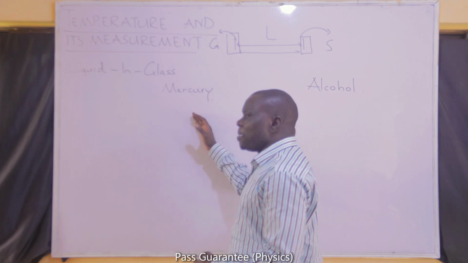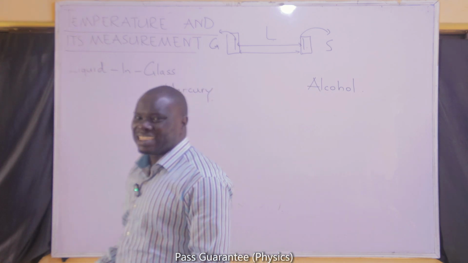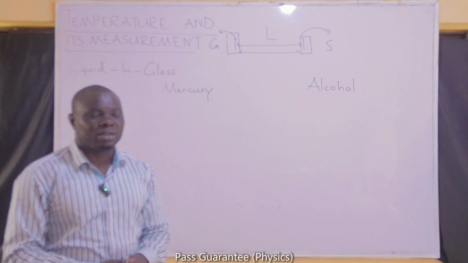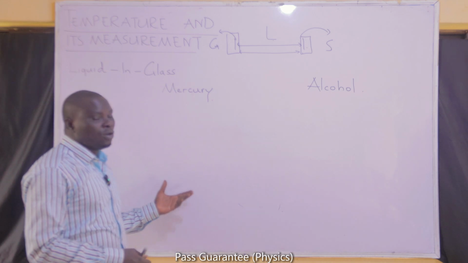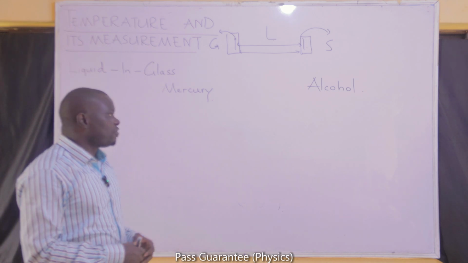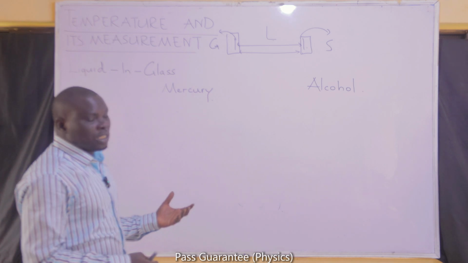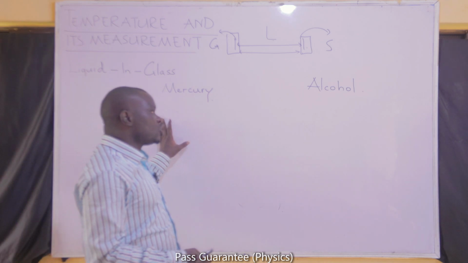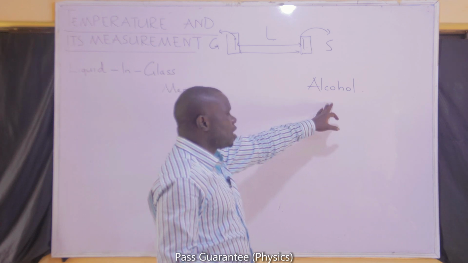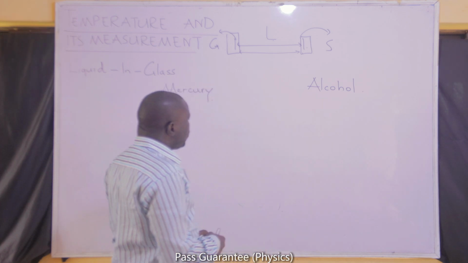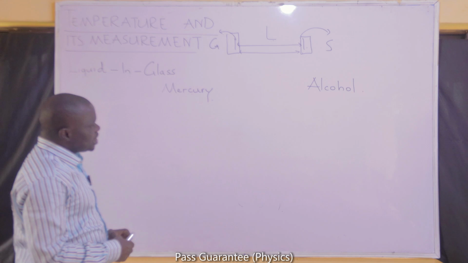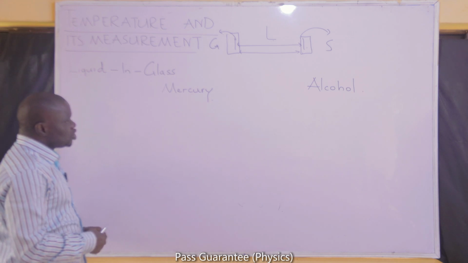Mercury, however, freezes at minus 39 degrees Celsius. That means you cannot use mercury for temperatures that are below minus 39. Mercury freezes at minus 39, so it is a disadvantage. It cannot measure as low a temperature as alcohol can measure. Now we move on. Conductivity is another thing that can be used to distinguish between the two.